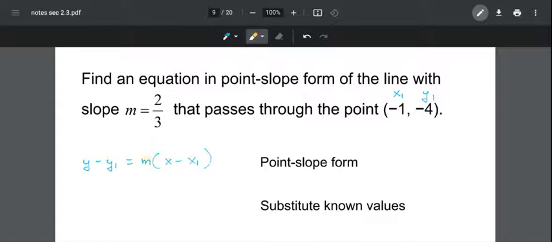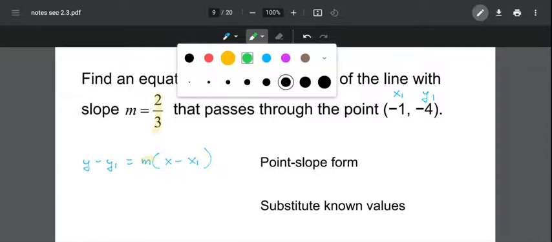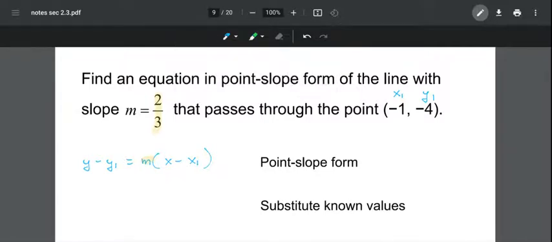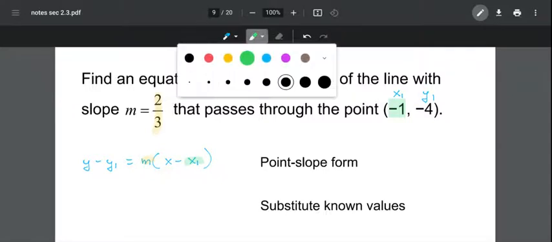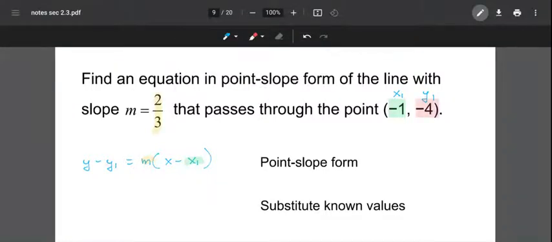We're going to replace m with 2 over 3. And we're going to replace x1 with -1. And we're going to replace y1 with -4. So the only variables which we need to have are x and y, because don't forget that the point-slope form still represents the straight line.